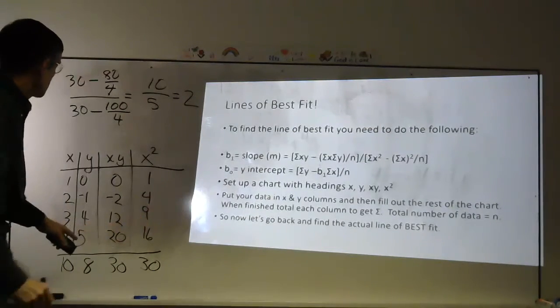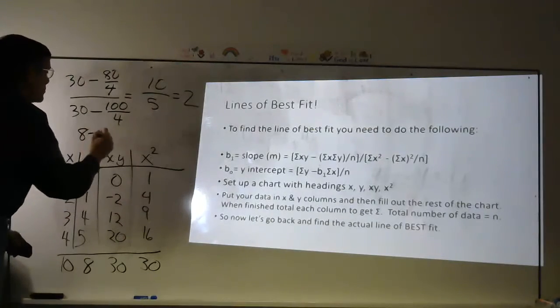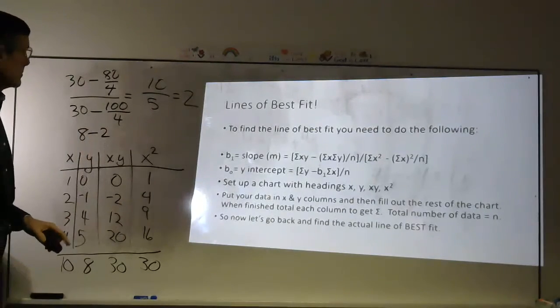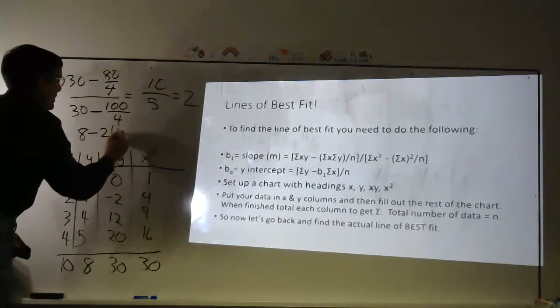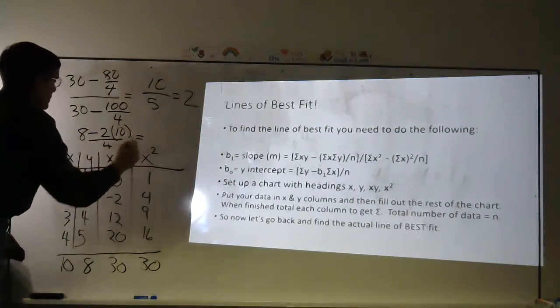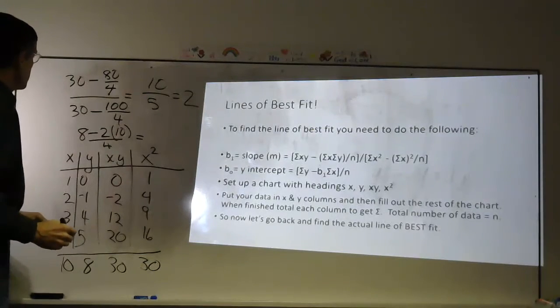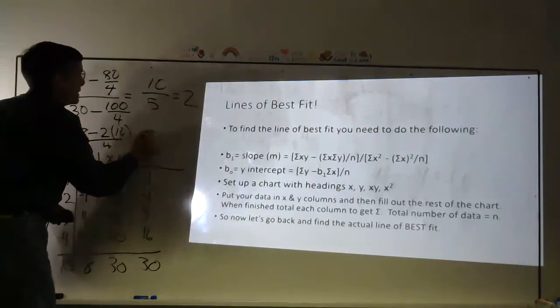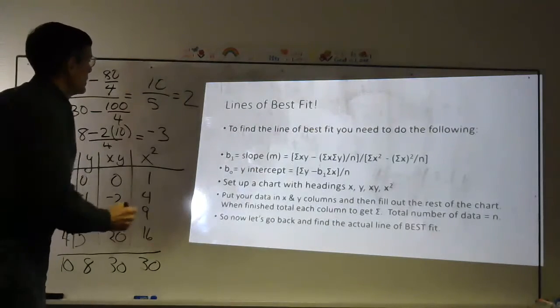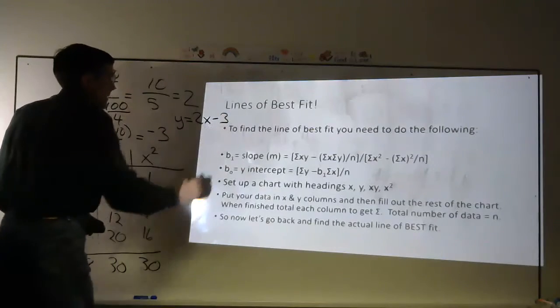The summation of the y's is 8 minus the slope 2 times the summation of the x's, 10. And it's all divided by 4, darn it, not 5. So 8 minus 20 is negative 12, divided by 4 is negative 3. Okay? The line of absolute best fit, 2x minus 3.